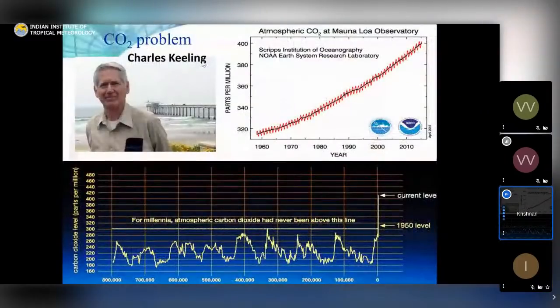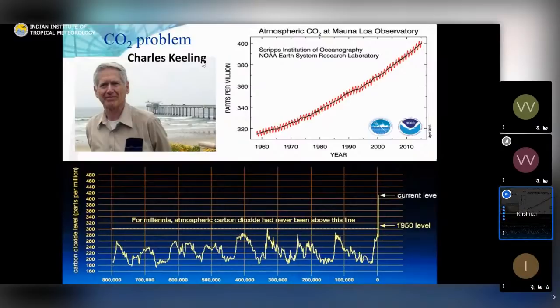But now, since the pre-industrial time, human activities have started influencing the climate. So this is what I will call the carbon dioxide problem. The measurements of carbon dioxide first started from the Scripps Institution in La Jolla. And later on, this observatory was moved to Mauna Loa in the Hawaiian Islands. And now we have measurements in a very pristine environment, where the background concentrations of the greenhouse gases, carbon dioxide and methane, are continuously made.